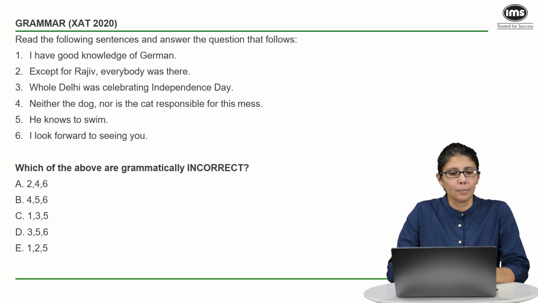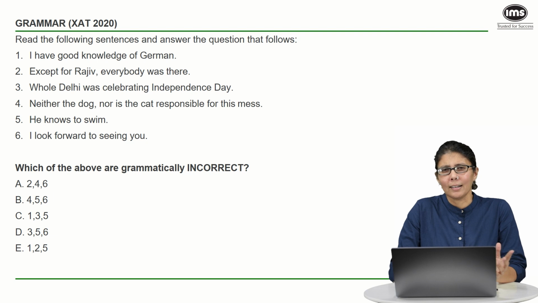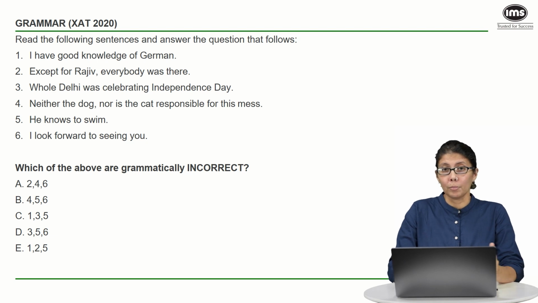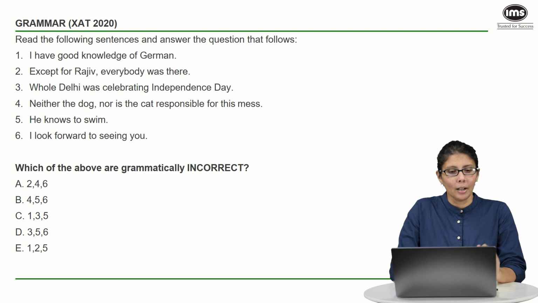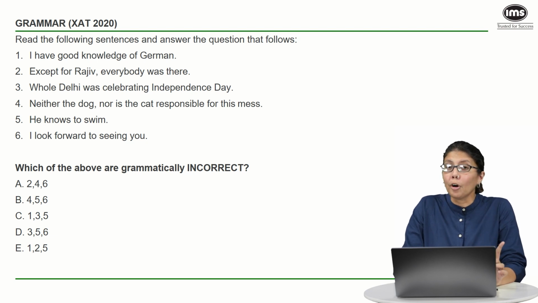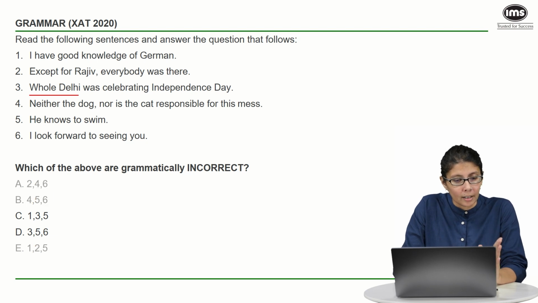For me, it's statement 3. Whole Delhi was celebrating Independence Day. Most of us will be able to say that it should not be whole Delhi. It should be all of Delhi, it should be the whole of Delhi, but definitely not the current form. So, the moment I know that the third one is incorrect, I should be able to eliminate at least a few options, those that do not contain 3. Therefore, I say that A, B and E should be eliminated.